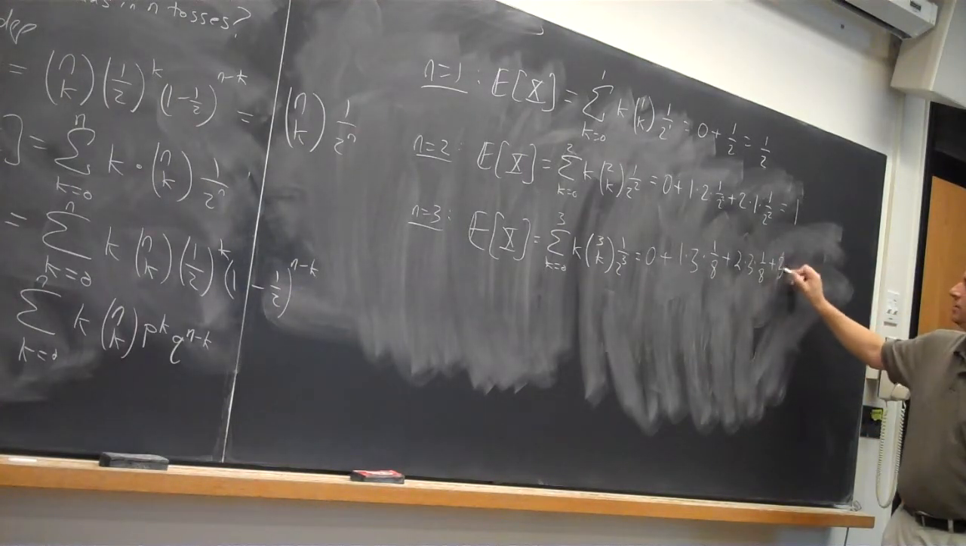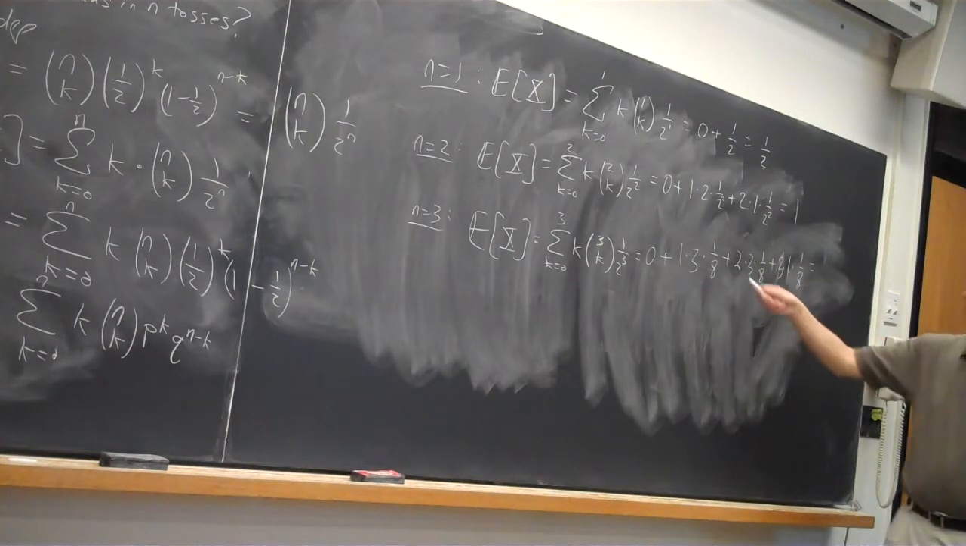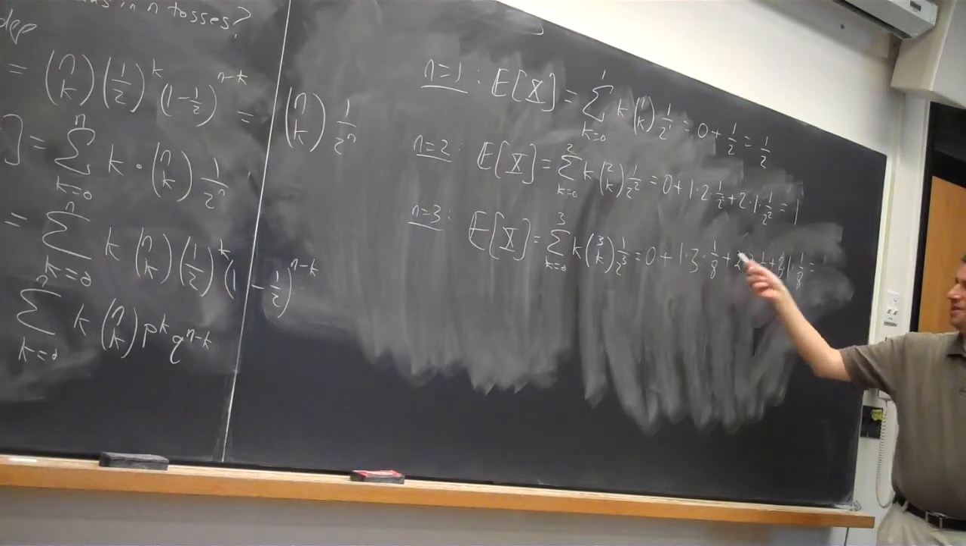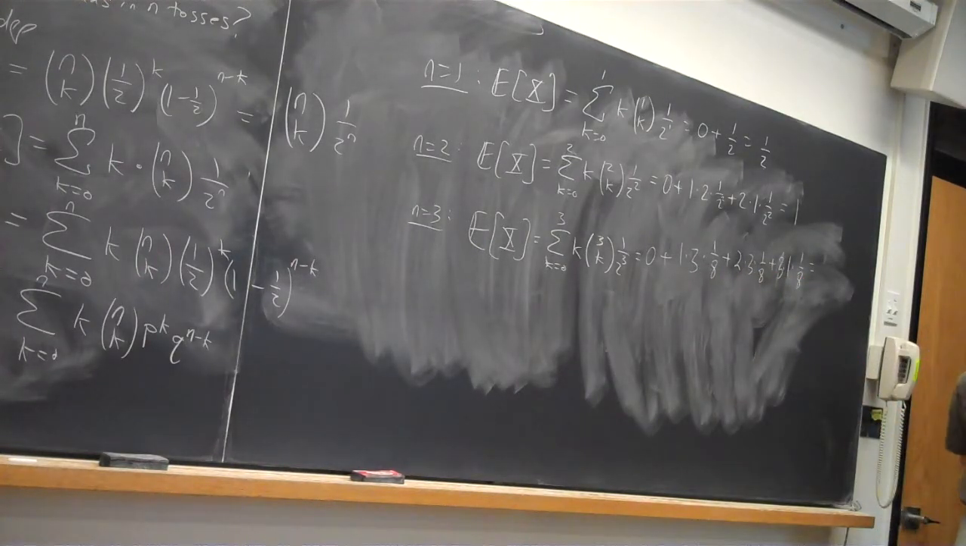But k is 3 times 1 times 1. So I have, let's see, 3 plus 6 is 9, plus 3 is 12. 12 over 8 is also known as 3/2. And I'm going to write 3/2 in the old fractional way.